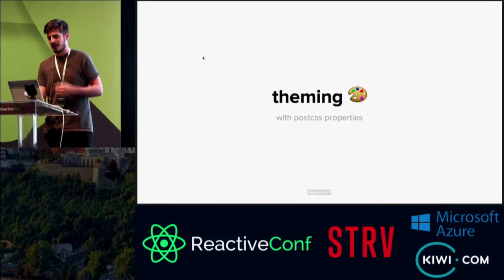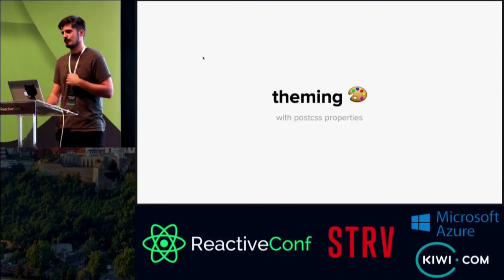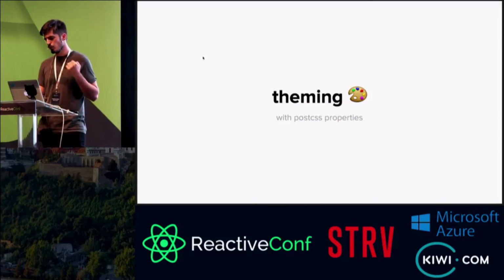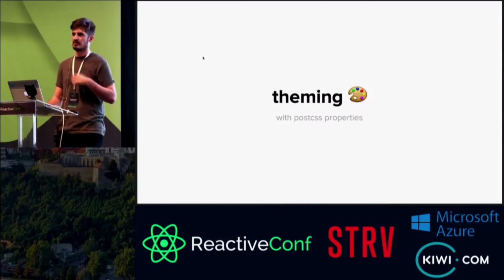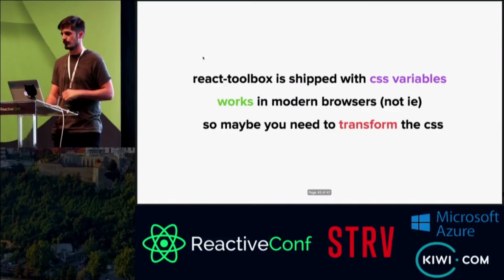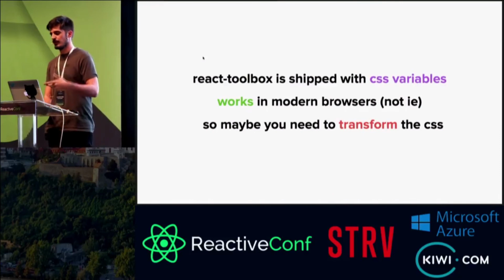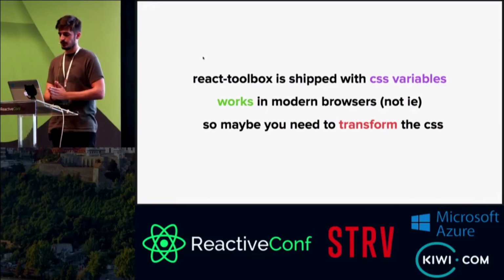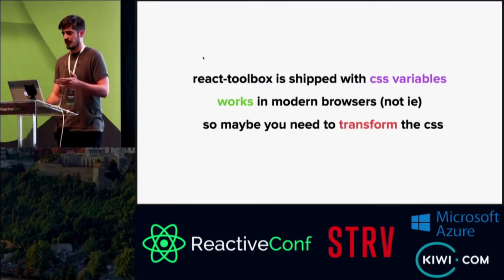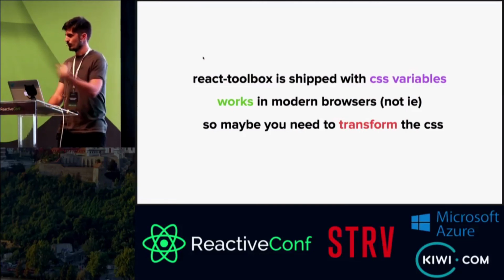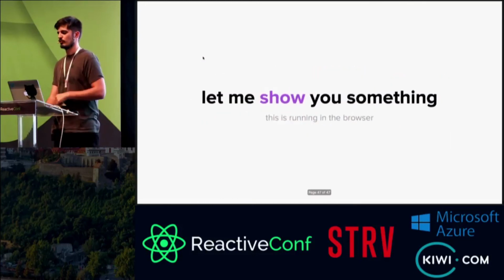And what about theming? We are using PostCSS to customize things like primary color, secondary color, and stuff like that. We are shipping CSS variables that work with any browser, but Internet Explorer is not working yet, so maybe you want to transform the CSS, but still it's awesome. We are shipping a script, so it's really easy, you don't need any setup, just run the script and generate your theme CSS or your theme.js, and you're done.